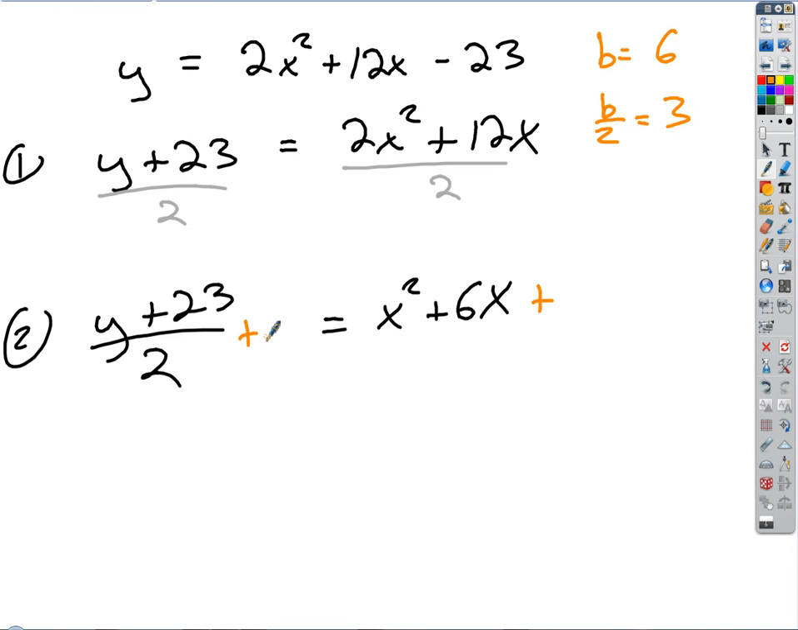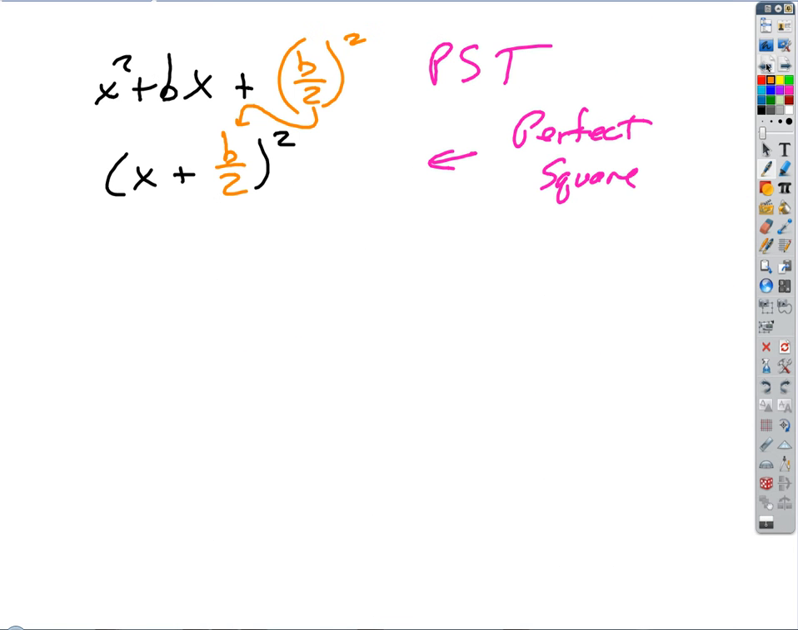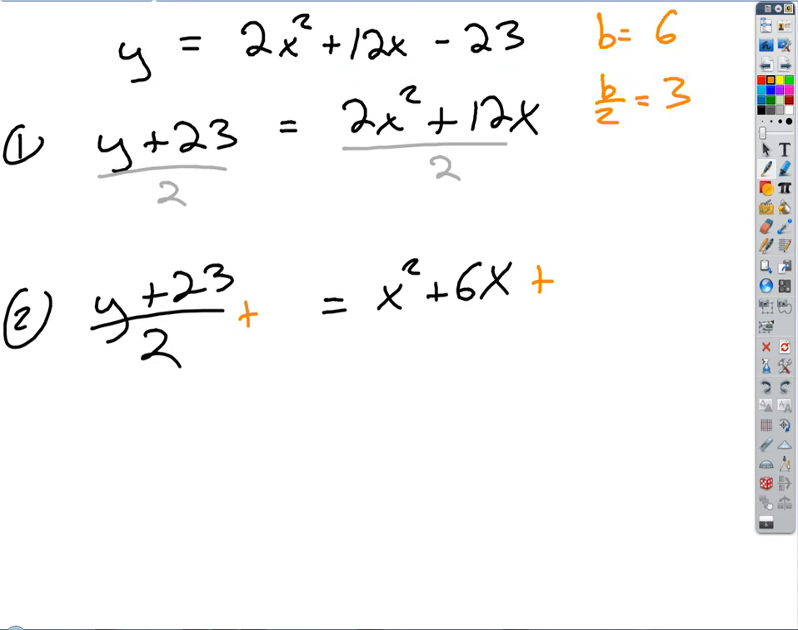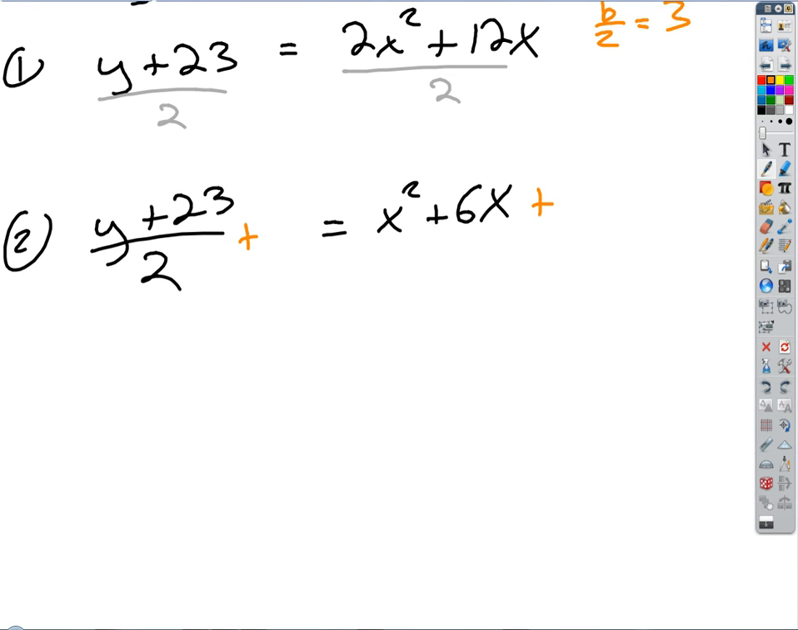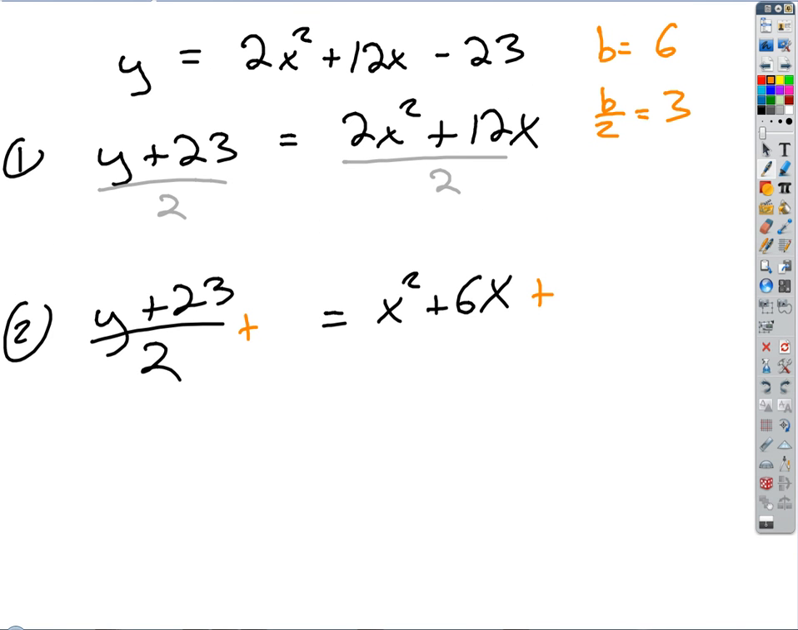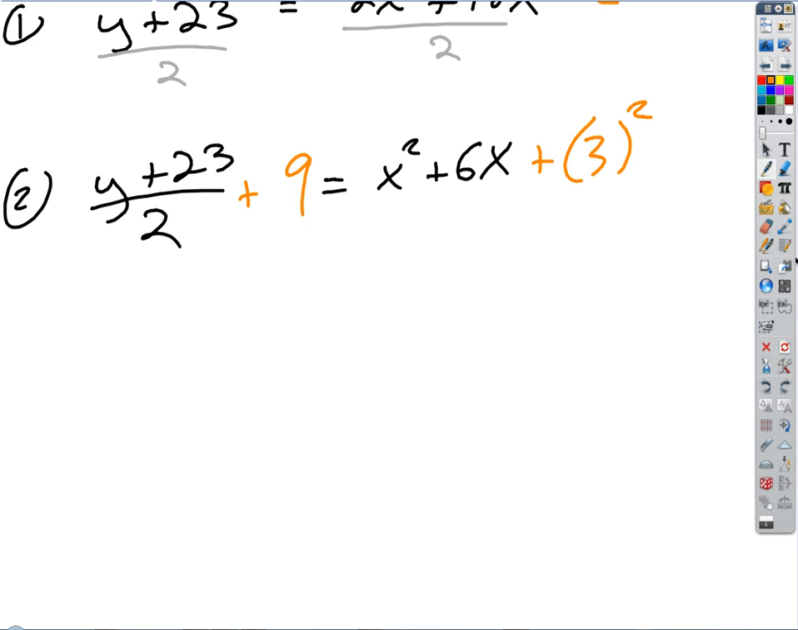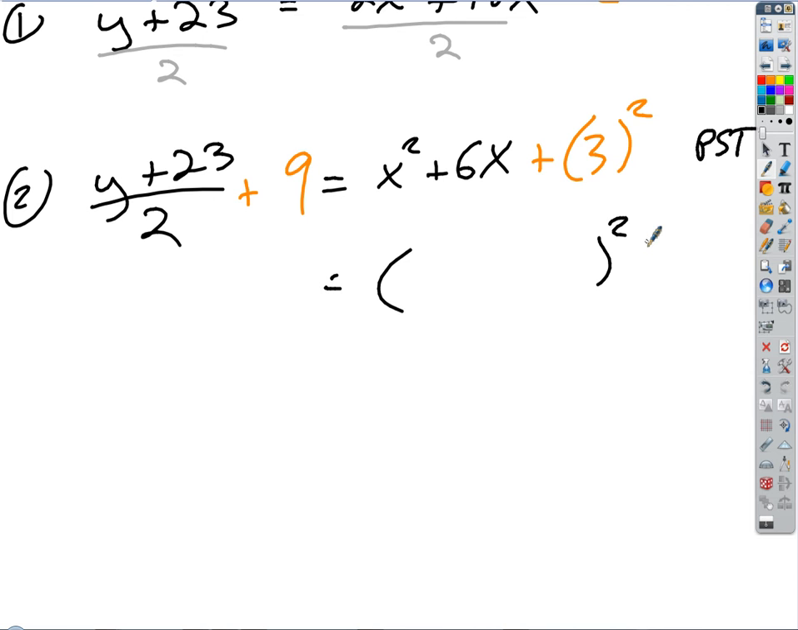Remember, we always want to add half of b squared, right? So we've got the x squared plus bx by itself on the right side. What's half of b? 3 squared. So on the other side, I've got to add the same thing, so I'll add 9 to that side, right? Okay, everybody agree? So now on the right side, that's what we needed. We created our perfect square trinomial. So that's going to factor into what perfect square? x plus 3.